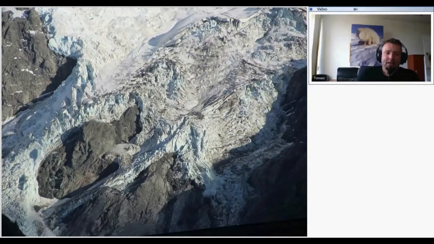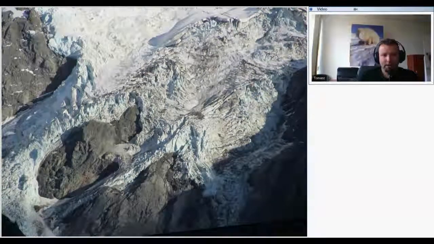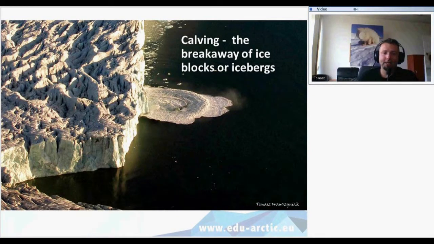Glaciers can terminate on land, as in this case, and they can also terminate in the sea. At the contact between water and glacier, there is a process of calving, the breakaway of ice blocks or icebergs. And that's a natural process of calving.